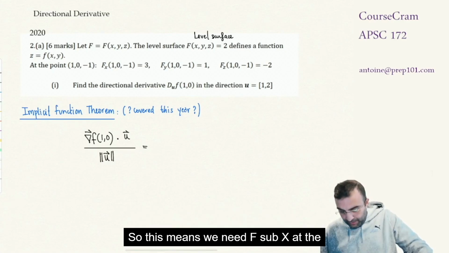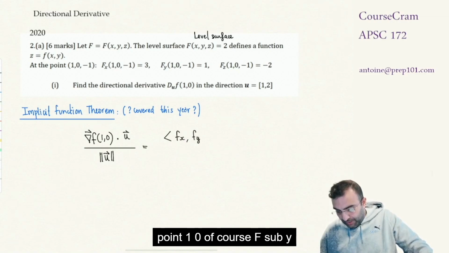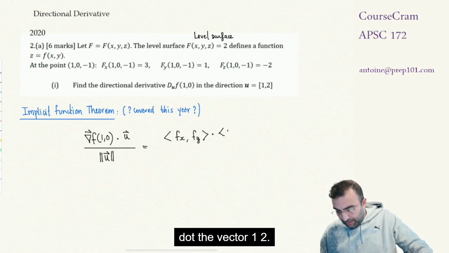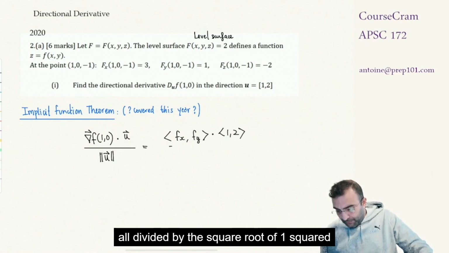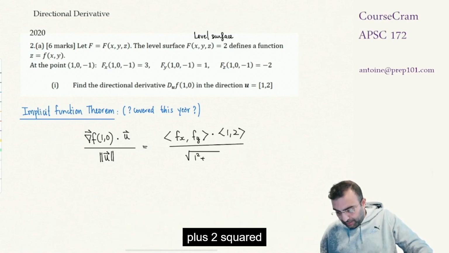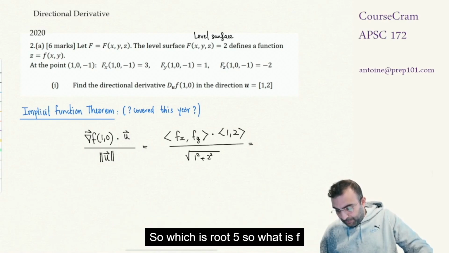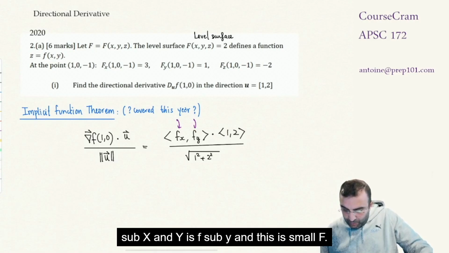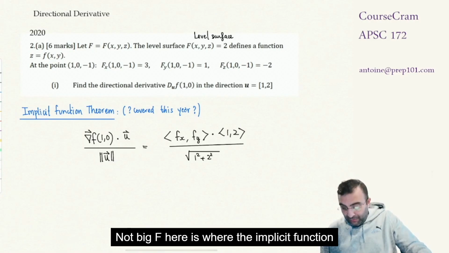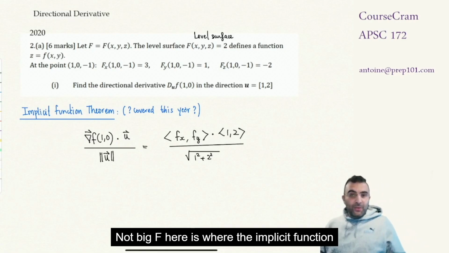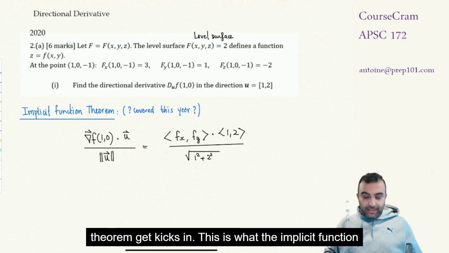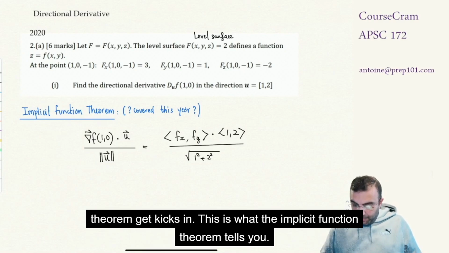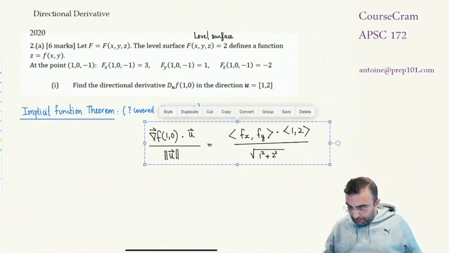So this means we need f sub x at the point 1, 0, of course, f sub y, dot the vector 1, 2, all divided by the square root of 1 squared plus 2 squared, which is root 5. So what is f sub x and what is f sub y? And this is small f, not big F. Here is where the implicit function theorem kicks in. This is what the implicit function theorem tells you.